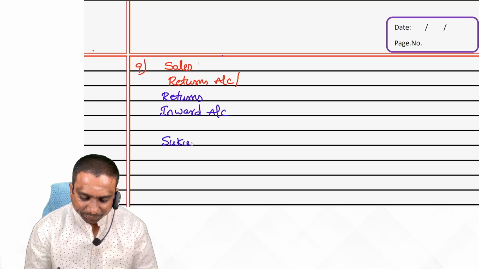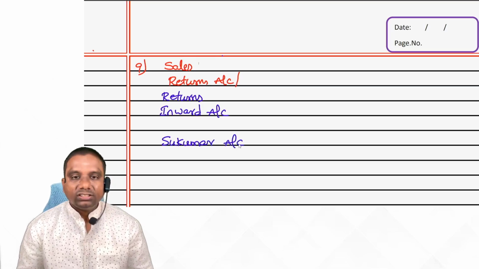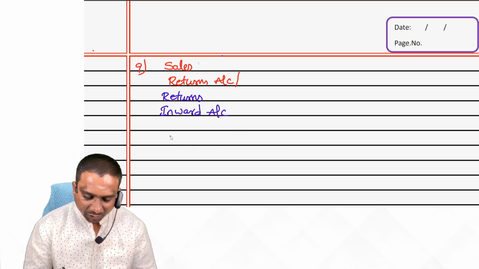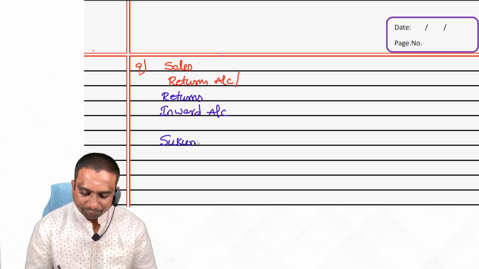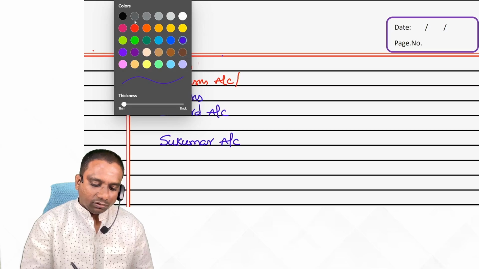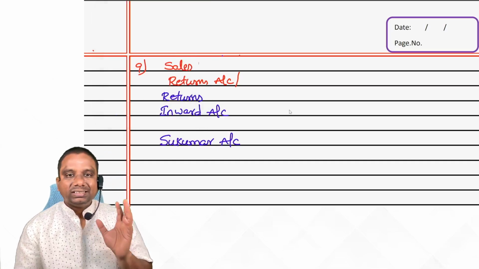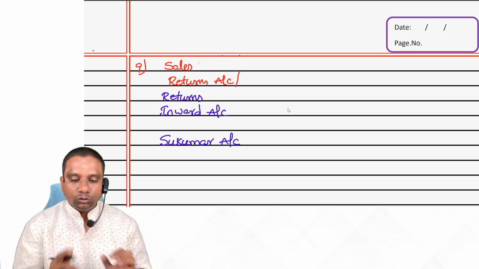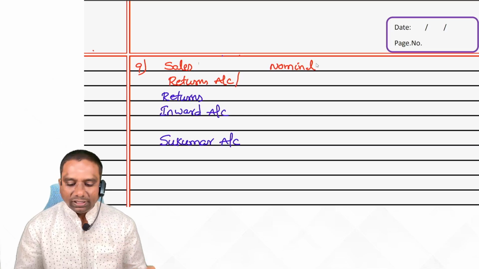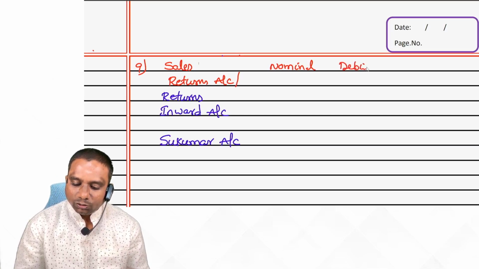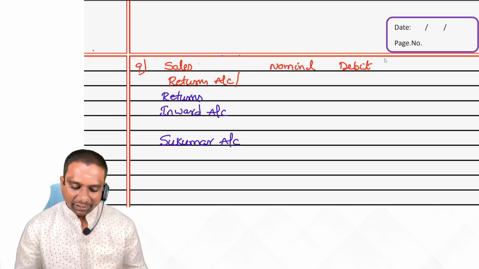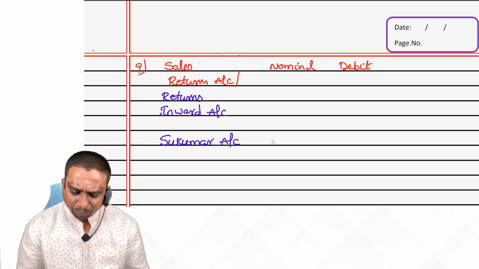Sukumar account. Now this time Sukumar is the giver. Earlier Sukumar received goods. This time Sukumar is giving goods. Nature of account, tell me. Sales returns. See, income reduces. Sales earlier was income, now this time it reduces. So nominal account debit. Income reduces, debit. Expense reduces, credit.